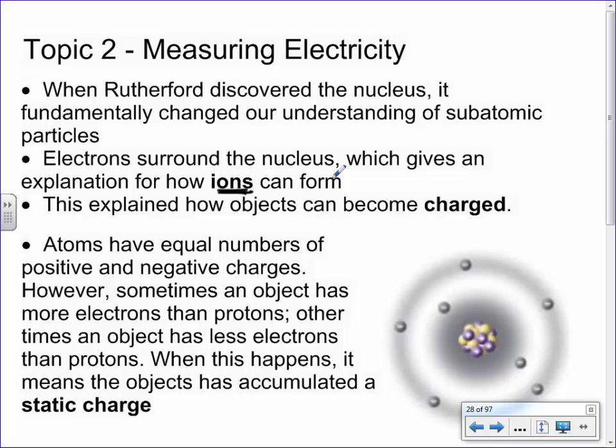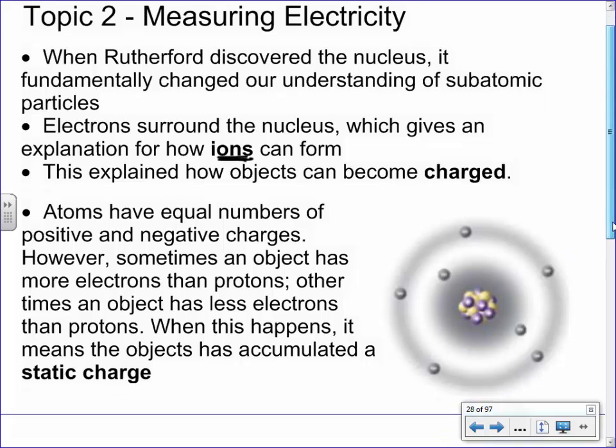And if you guys recall, the way an ion works is either you gain more electrons, and if you gain more electrons, you become negative, or you lose electrons, and if you lose electrons, you become positive. Does that make sense? And really, it's because of Rutherford's idea of how you can gain or lose electrons that we can now start to talk more about electricity.